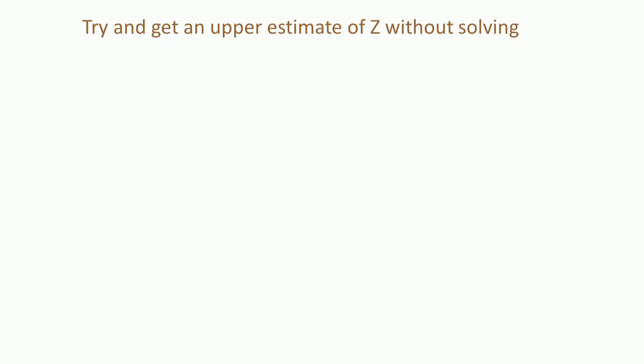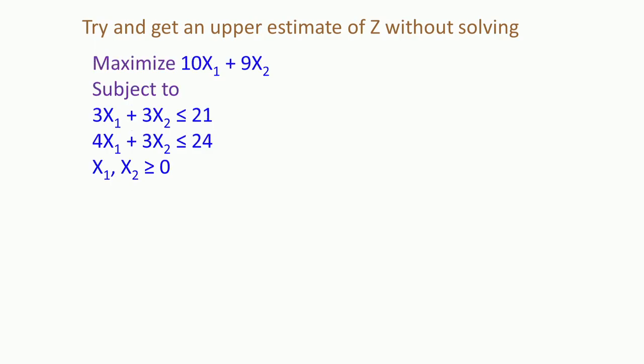So, let us look at the same linear programming problem that we have been solving and try to get an upper estimate of the objective function without solving it. Let me explain this with the example. We look at this problem, which is to maximize 10x1 plus 9x2 subject to 3x1 plus 3x2 less than or equal to 21, 4x1 plus 3x2 less than or equal to 24, x1 and x2 greater than or equal to 0.